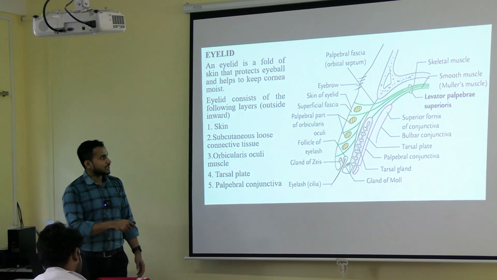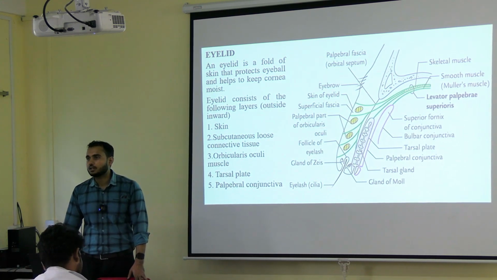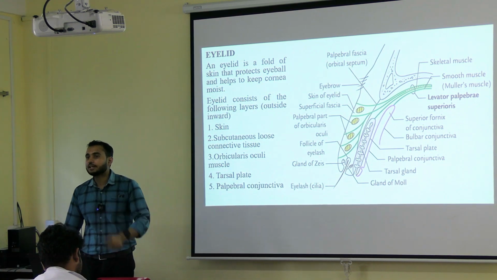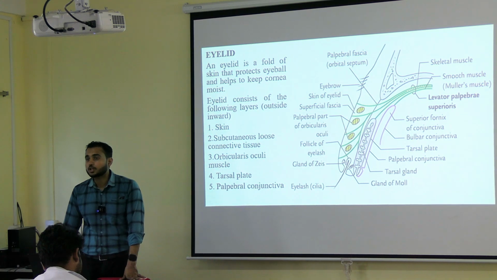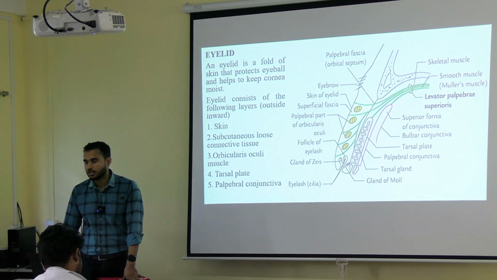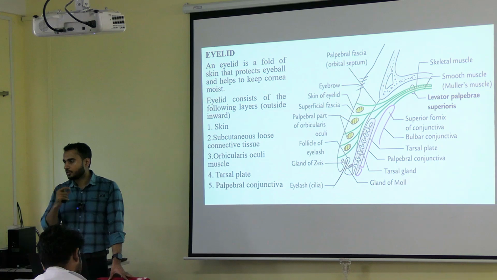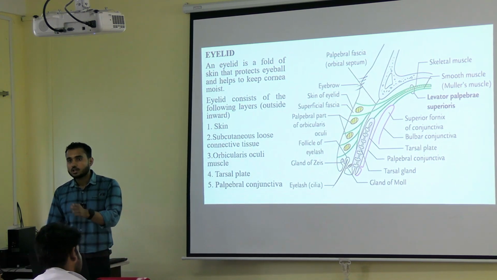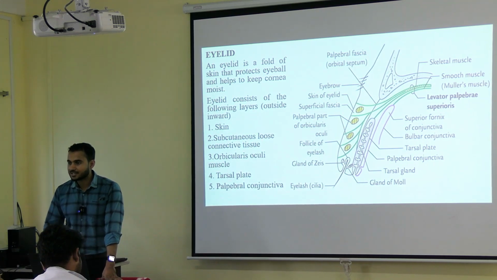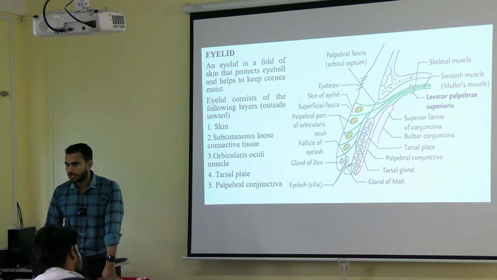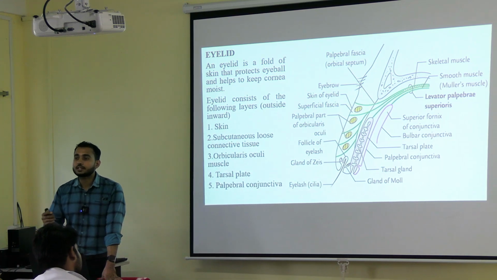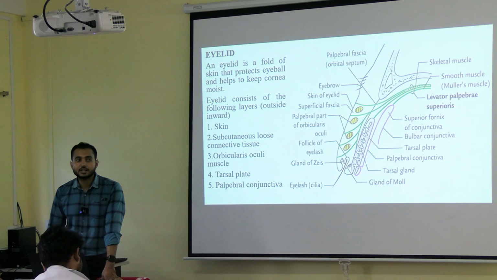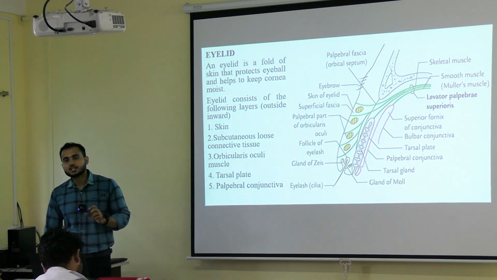Now in the tarsal plate some groups are there, and inside those groups some glands are present. Modified sebaceous glands are present. Now why is it modified? Those glands are called tarsal glands or meibomian glands. The secretion from the meibomian gland is oily in nature. Now that particular secretion is very helpful.